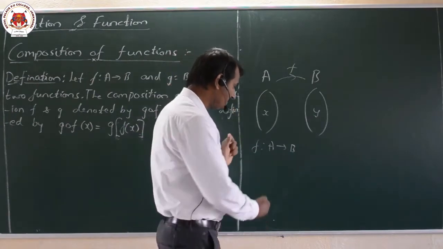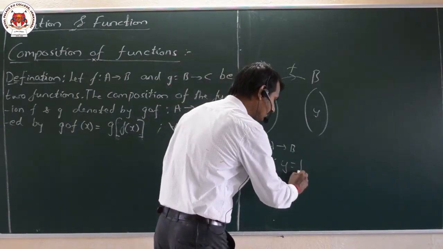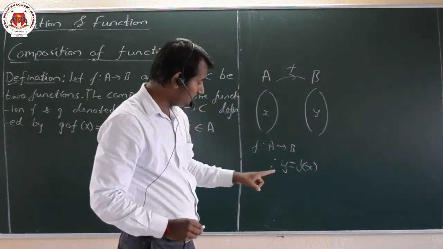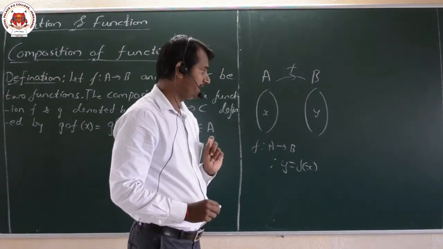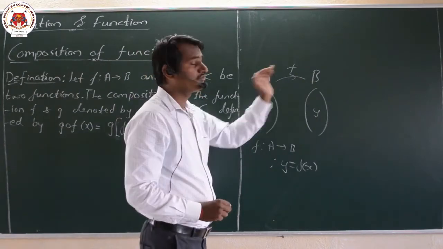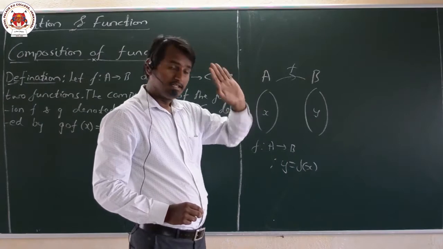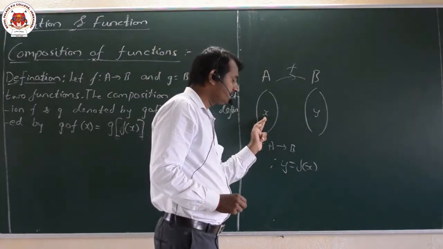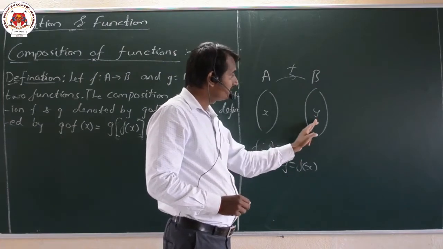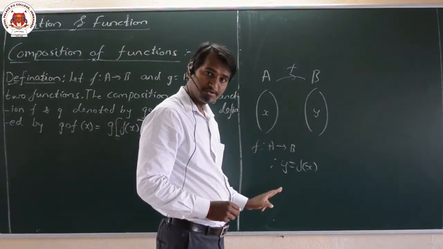And how do we define it? We define it as y equal to f of x. Dear friends, this is a very important thing, pay attention. Now, x is nothing but the domain of that particular function, and y is nothing but the codomain of this particular function.